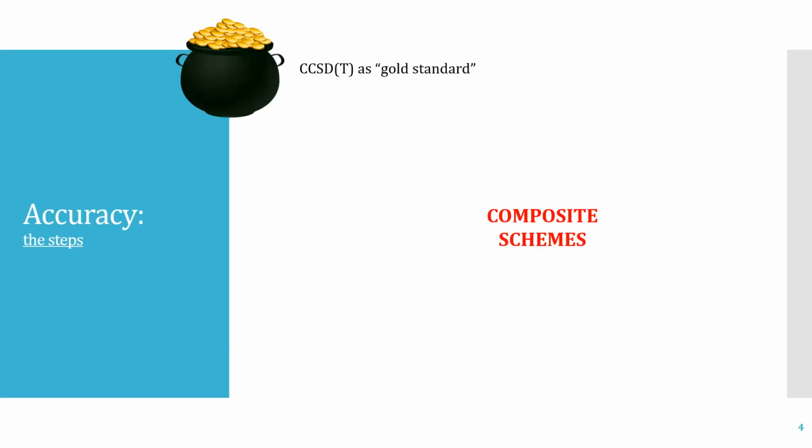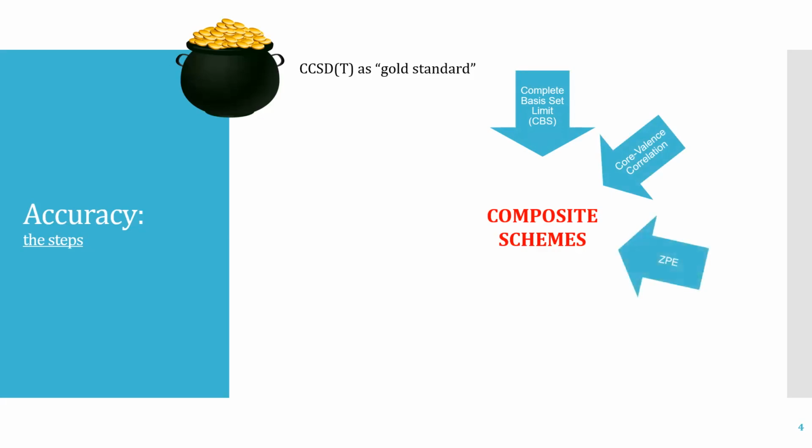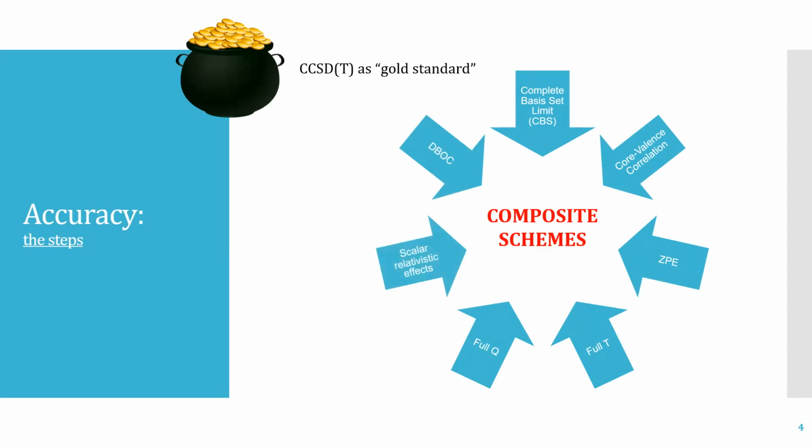Usually, however, if we want to push the accuracy of our calculations, what we do is start from what is called the gold standard, the CCSD(T) method, extrapolate this method to the complete basis set limit, sum to this term the core-valence correlation, of course the vibrational contribution, and then we have the contribution of full triple excitations, full quadruple excitations, and going on, relativistic effects and the adiabatic Born-Oppenheimer correction. However, what we are really interested in, especially in non-covalent systems, are the first two terms: complete basis set limit and core-valence correlation.